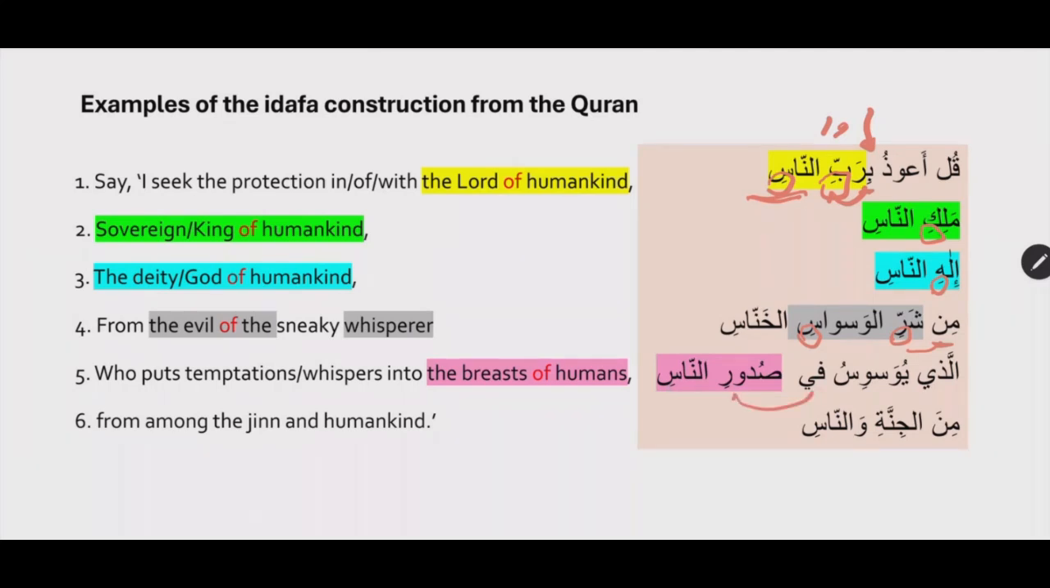This fi makes this one also genitive. So this is an example of a surah where even the first nouns are genitive in case, all because of the bi or the min or the fi. These prepositions make the first noun take a kasra in case.